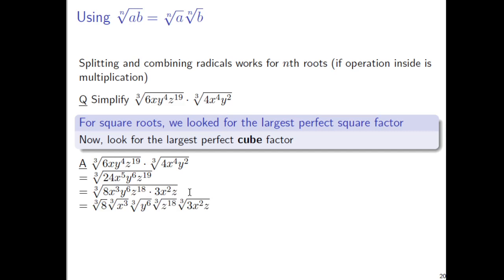And now we split things up using the extended version of the formula. And then each of these first things, which are all perfect cubes, will simplify with no more need to write radicals, while the cube root of 3x to the second z, there's nothing to do with that because that's all the fluff.